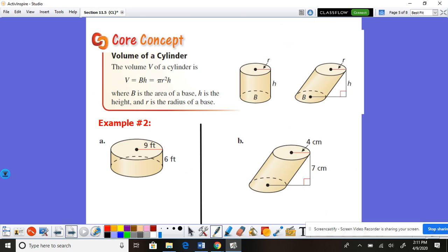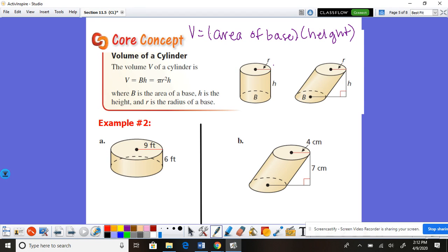All right, let's go to volume of a cylinder. Now, anytime we have something with circular bases, it makes our life a whole lot easier. Okay, so the volume of a cylinder is still, the reason your book puts this in prisms together, it's the same formula. Okay, so it's still the area of the base times the height.